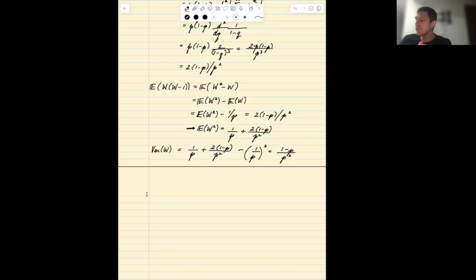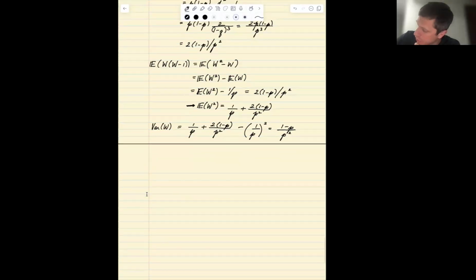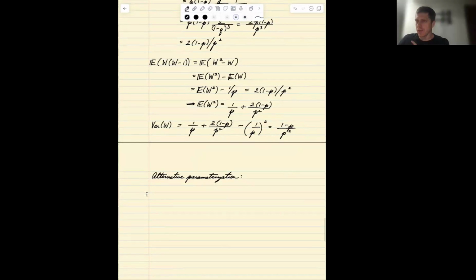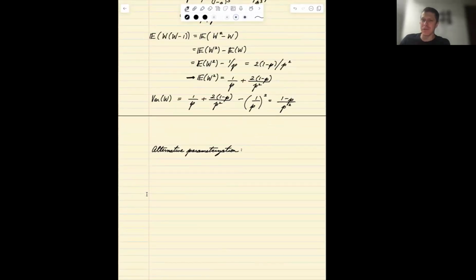One final thing to point out is that there is an alternative parameterization, and some books prefer this. What that is, we define V not to be the number of tosses before the first head, but to be the number of tails before the first head. So the random variable is the number of tails before the first head. So what's the difference?